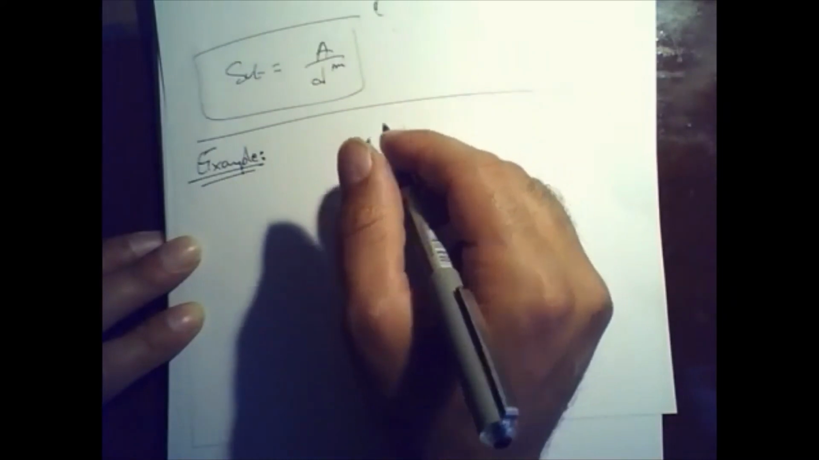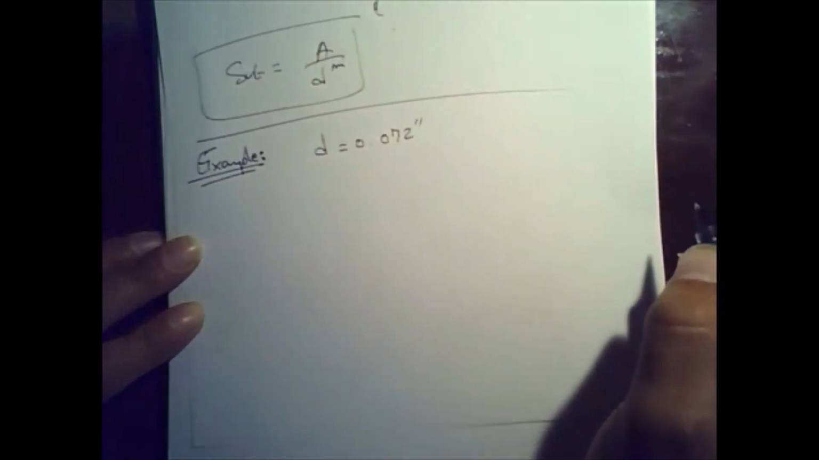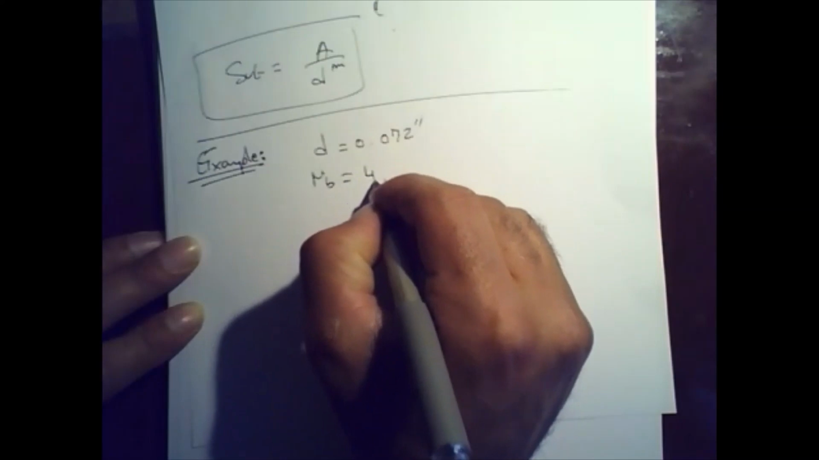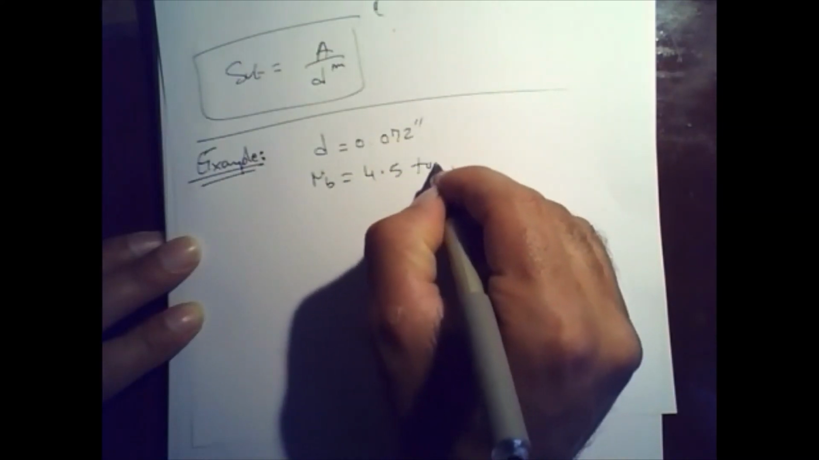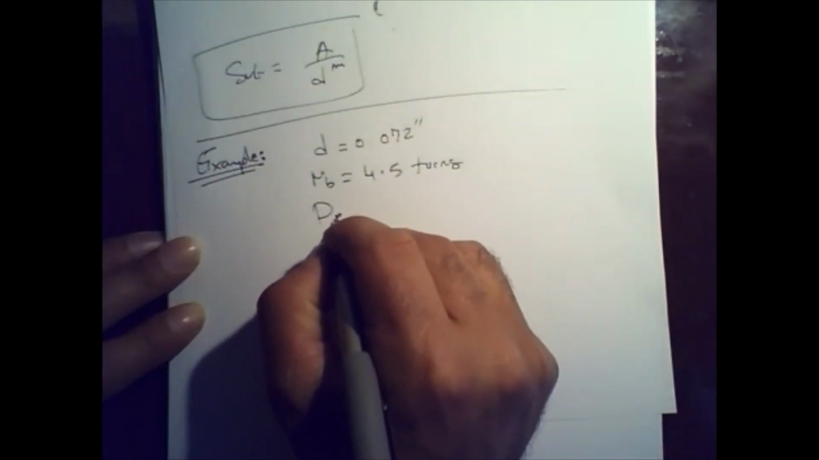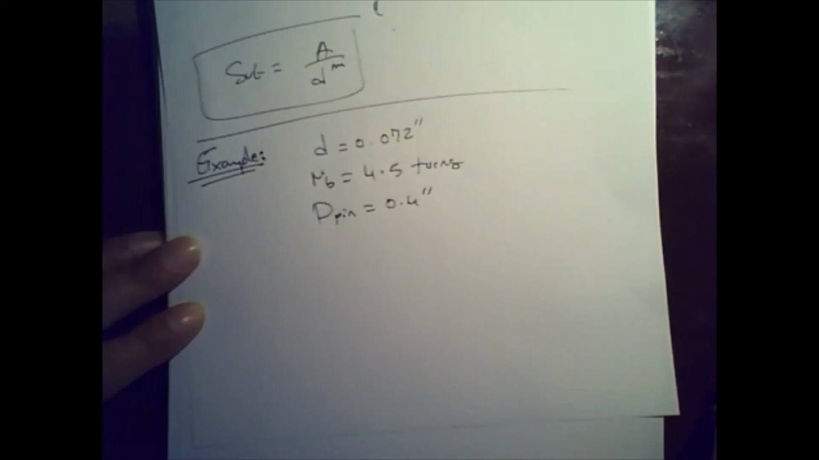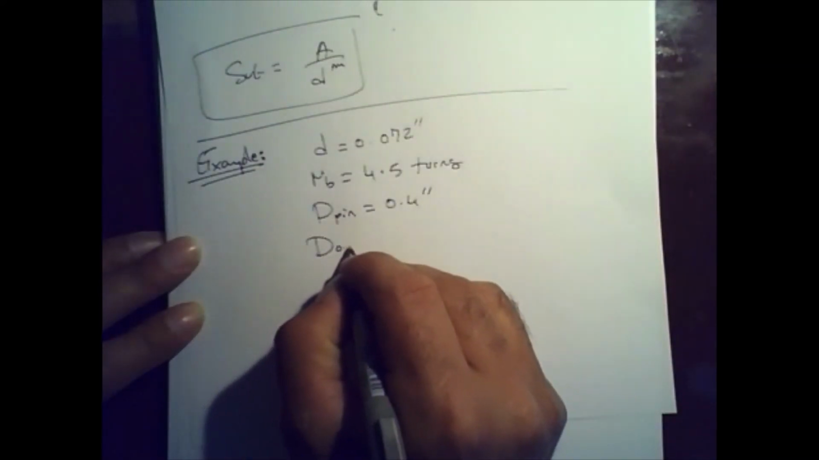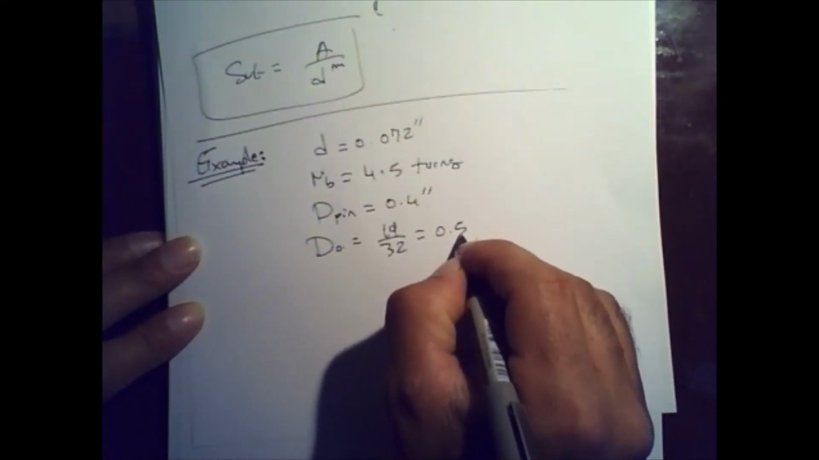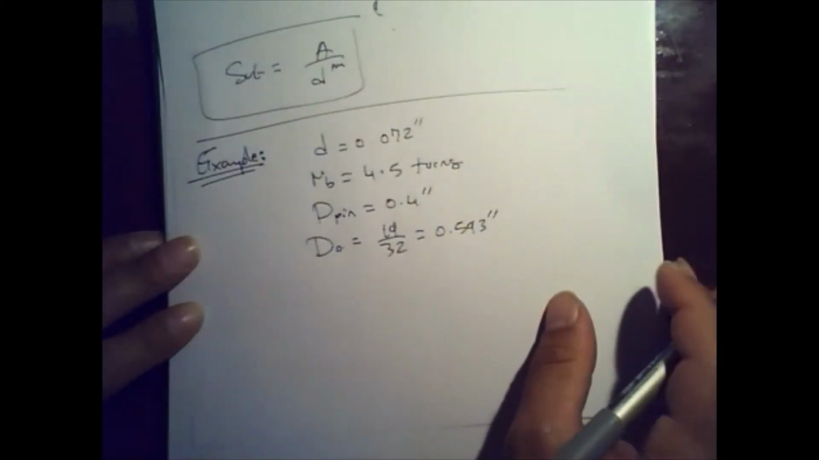So we have a stock torsion spring made of music wire with wire diameter small d equal to 0.0782 inch, and the number of body coils is 4.5 turns. Inside the coil is a pin having a diameter of 0.4 inches. The coil outer diameter, DO, is equal to 19 over 32, which is 0.593 inches.